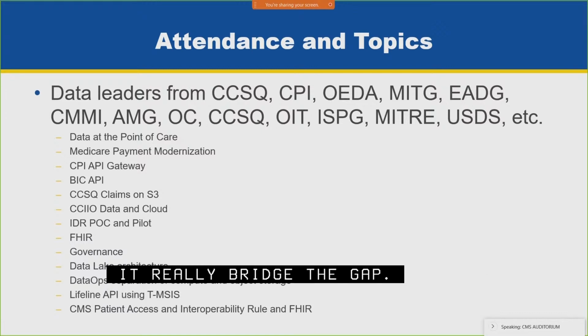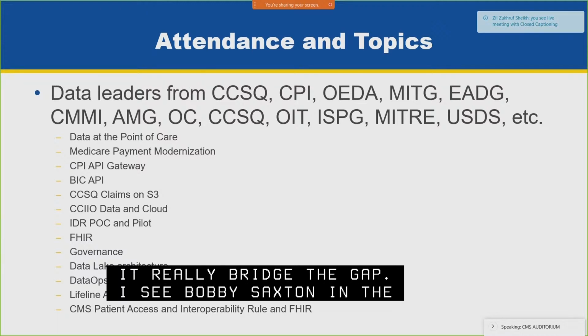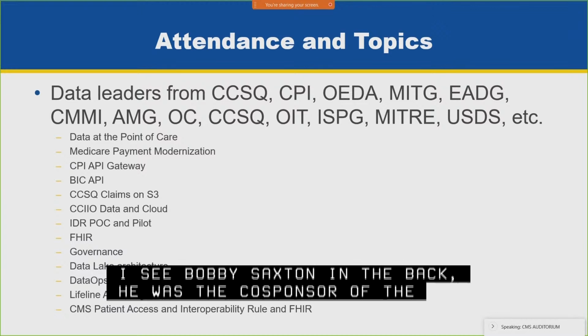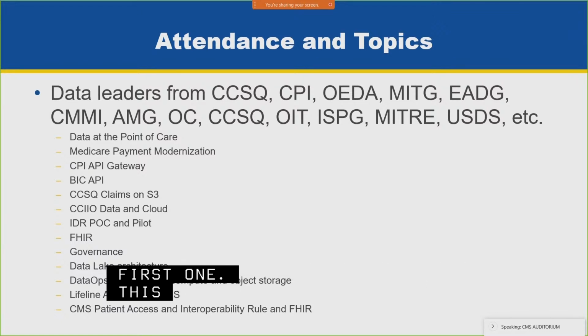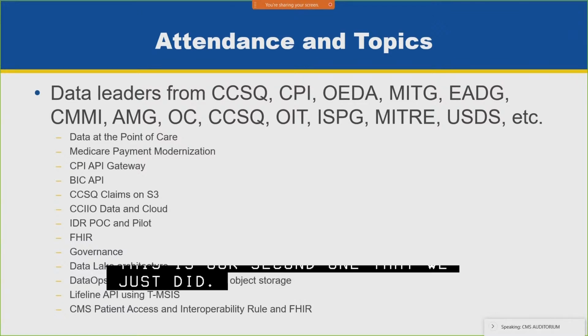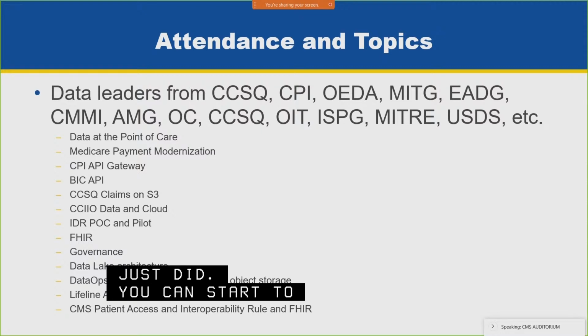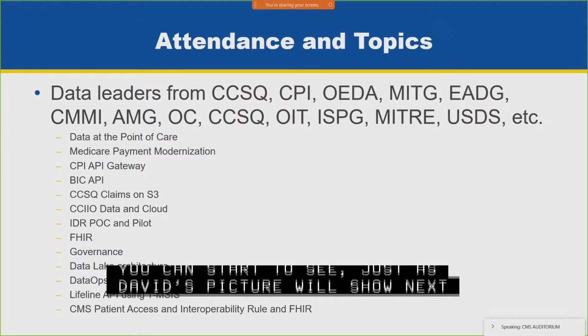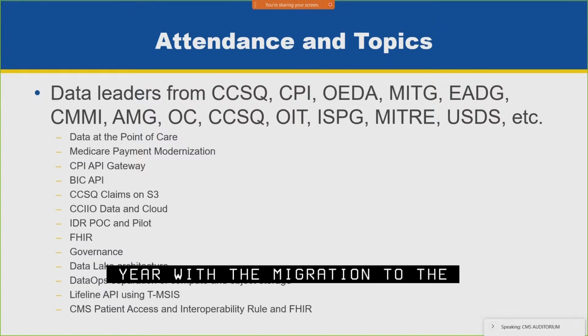I see Bobby Saxon in the back. Bobby was the co-sponsor of the first one. This is our second one that we just did. And you can start to see, just as David's picture is going to show next year, the migration to the cloud. It's happening. We're moving many systems to the cloud.